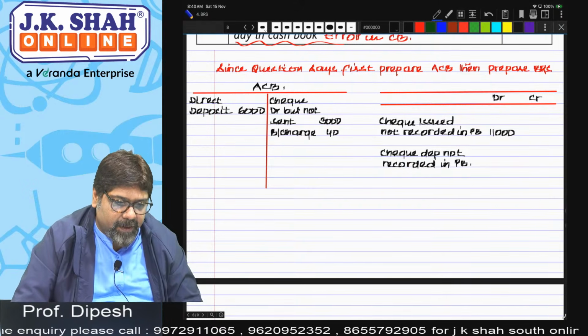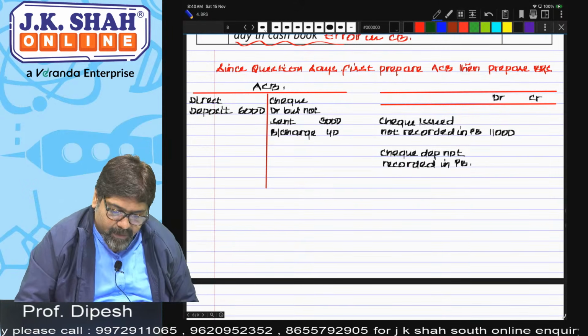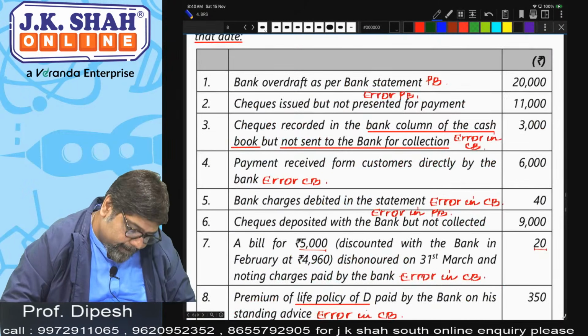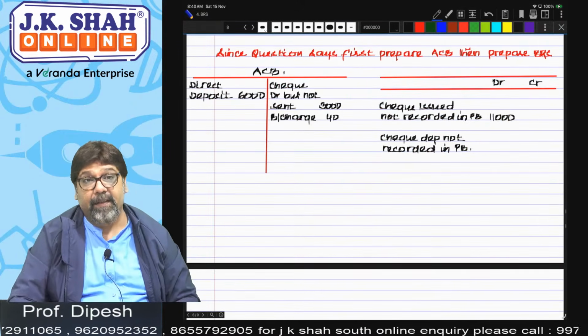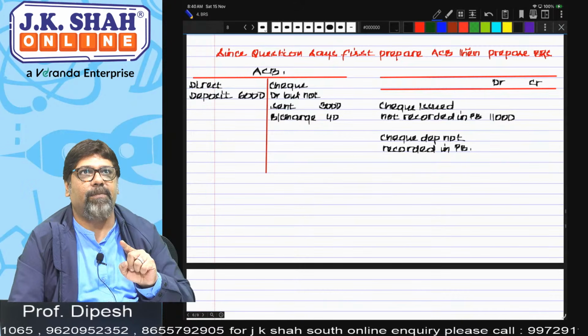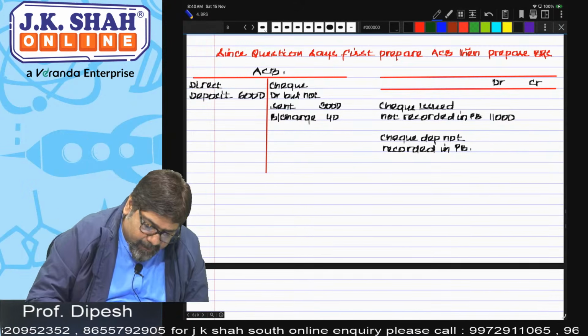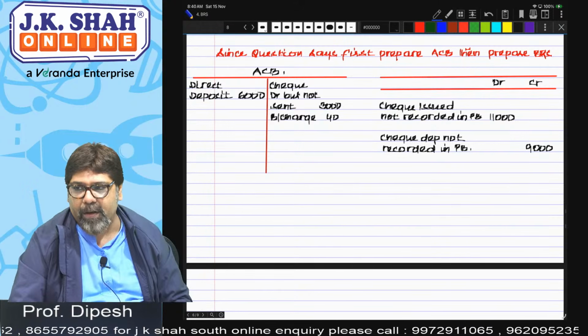Checks deposited not recorded in the passbook. How much? 9,000. Achha, chartered, checks deposited is receipt or payment? Sir, receipt. In the cash book, receipts will come on the credit side. So checks deposited but not recorded in the passbook go on the credit side.